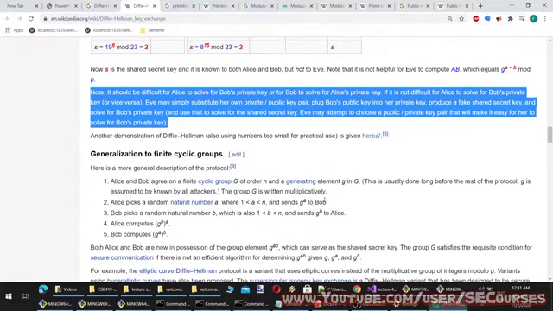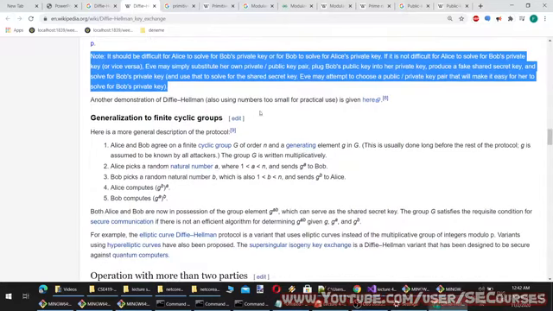Note, it should be difficult for Alice to solve for Bob's private key or for Bob to solve for Alice's private key. If it is not difficult for Alice to solve for Bob's private key, or vice versa, Eve may simply substitute her own private-public key pair, plug Bob's public key into her private key, produce a fake shared secret key, and solve for Bob's private key, and use that to solve for the shared secret key. Eve may attempt to choose a public-private key pair that will make it easy for her to solve for Bob's private key.